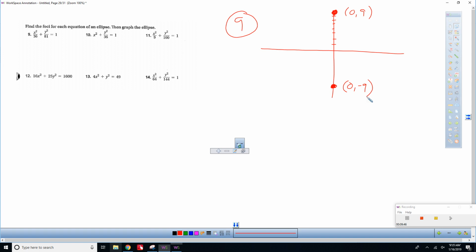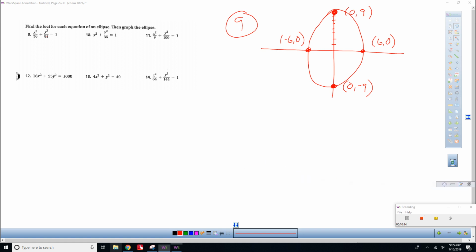How did I get to 9? 9 is the square root of 81. So then this is going to be 6, comma 0 and negative 6, comma 0, and we have some ellipse here. Okay? All right. So, excellent. I'll be right over. Okay? So what do we know? What have we learned?